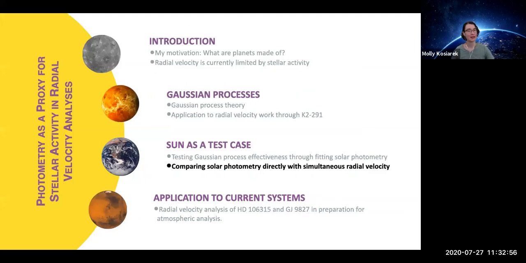So the reason that we're characterizing stellar activity in photometry really is to inform radial velocity fits. And so that's only useful if they both describe stellar activity in the same way. So the next step is to directly compare the outputs of Gaussian process fits of photometry and radial velocity data together.